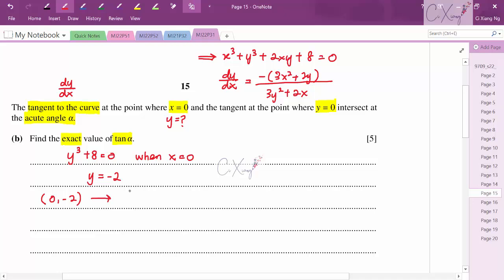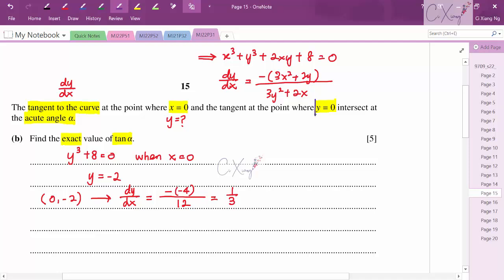So that means we have the coordinate (0, -2). And what is the dy/dx value when x equals 0 and y equals negative 2? We substitute into dy/dx: x as 0, y as negative 2. If we simplify it, we get negative and then negative 4 on top, divided by negative 2 squared, which is 4, 4 times 3 is 12. So we have a value of 1/3. This is the dy/dx when x equals 0 and y equals negative 2.